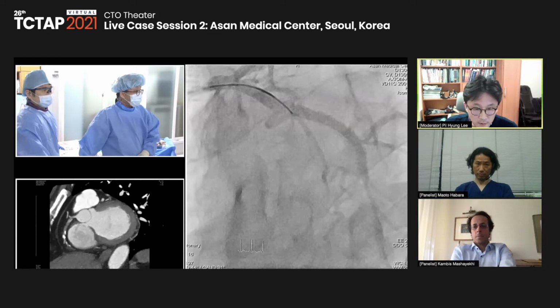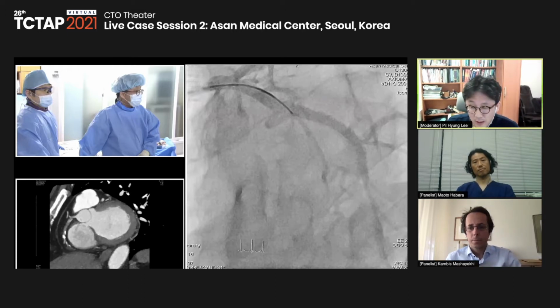It is quite difficult using the JR to puncture the CTO entry usually, but the reason that I chose that was the angle of the JR will be more favorable for this kind of case. But of course, the backup was so low, so I changed to the AL1.